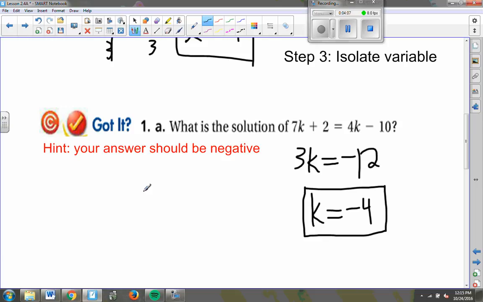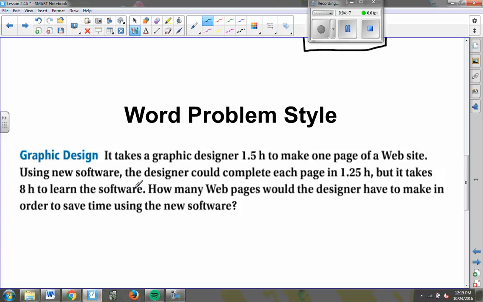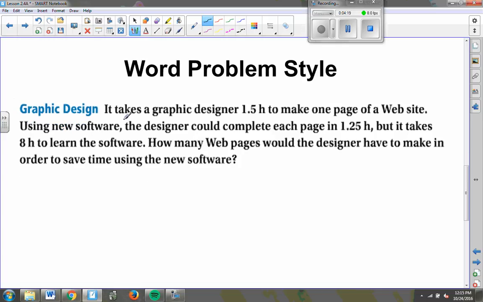Right. If you have questions about solving equations with variables on both sides, please make a note to ask me in class tomorrow. Also, please be aware that we can do this in word problem style as well. Okay. For example, here I have a word problem that says it takes a graphic designer 1.5 hours to make one page of a website. Using new software, the designer could complete each page in 1.25 hours, but it takes 8 hours to learn the new software.